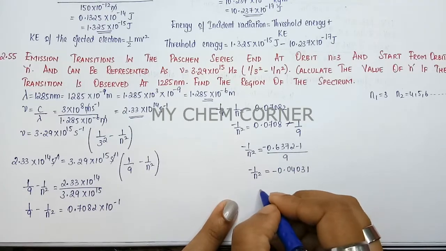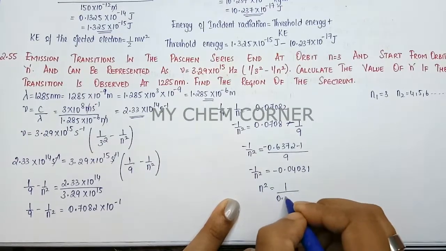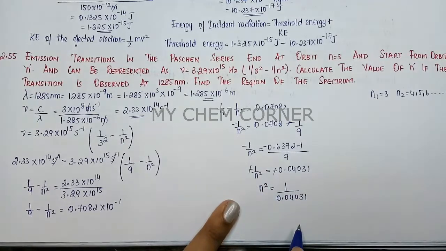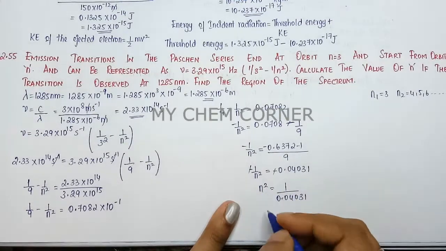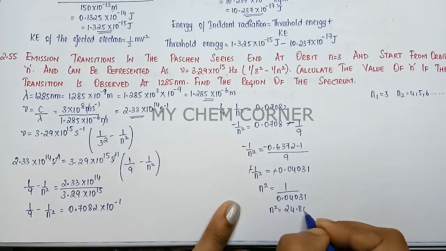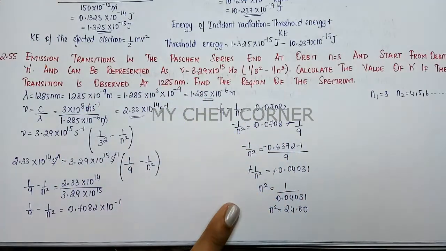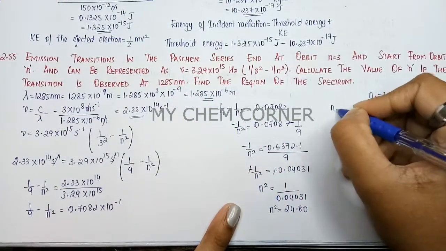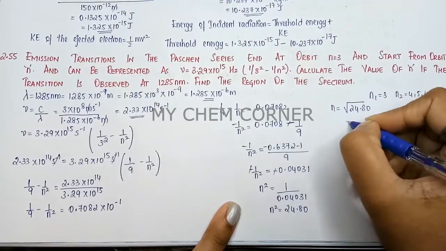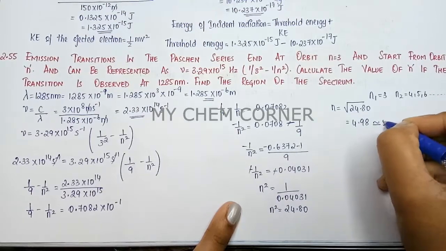Now n square is what you're going to find out. So n square is equal to 1 by 0.04031. Negative and negative will both get cancelled. Now when you take this, n square is equal to 24.80. But n square is not asked. We want to find out the n value. So you can write that n is equal to root of 24.80. Therefore, n is 4.98, or approximately it can be 5.